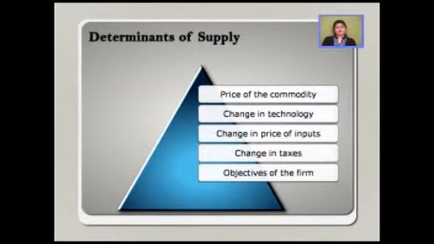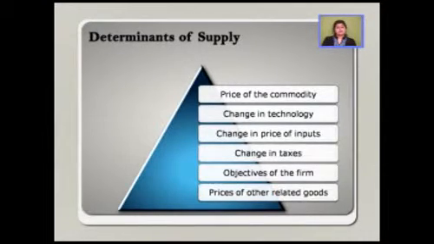Then next point is price of other goods. Supposedly a firm is producing two goods, say A and B. If the price of B rises, this means that the producer will find manufacturing B more profitable, so this will induce the firm to direct its resources to produce more of B, and obviously it will curtail or cut down the production of A. So this is how the change in the prices of the other goods also affects the supply of a commodity.